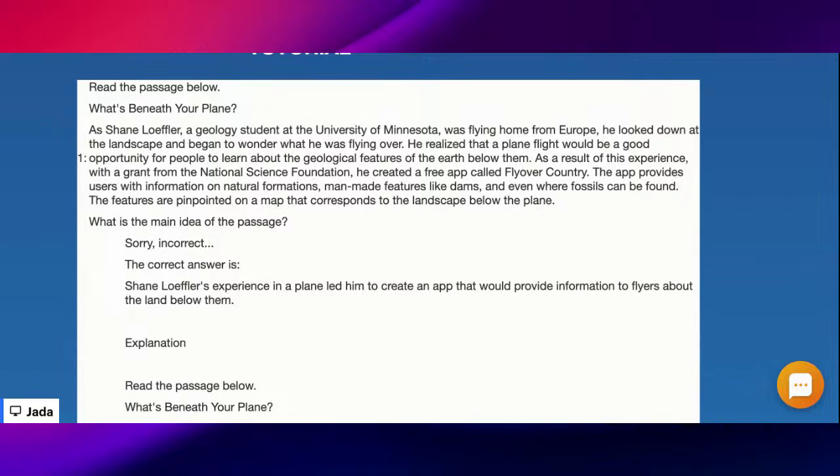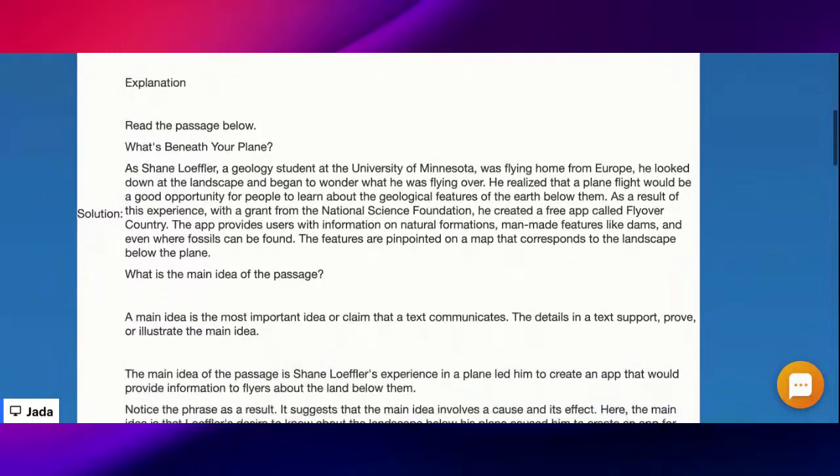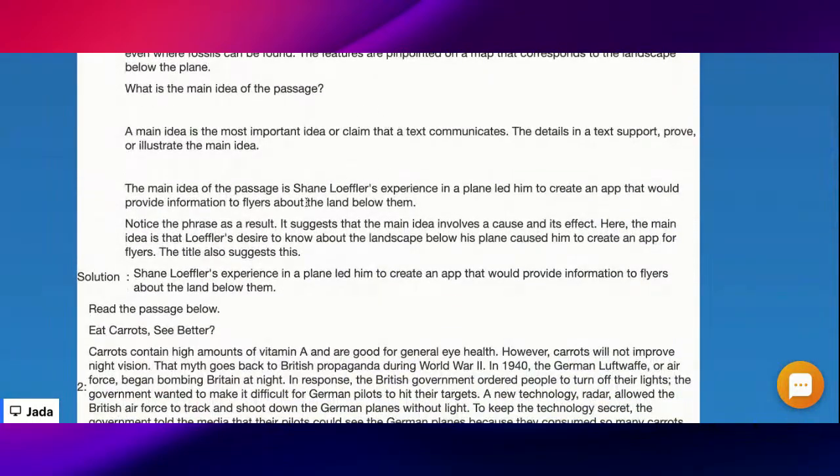So, now you would have to figure out the main idea. What is the main idea? You know that, like I've said, you need all the other information, all the other details, so that you can note which one is the main idea. So if you scroll down here, the main idea is that Shane Liufa's experience in a plane led him to create an app that would provide information to flyers about the land below him. So it was because of his flight experience that he created the app.